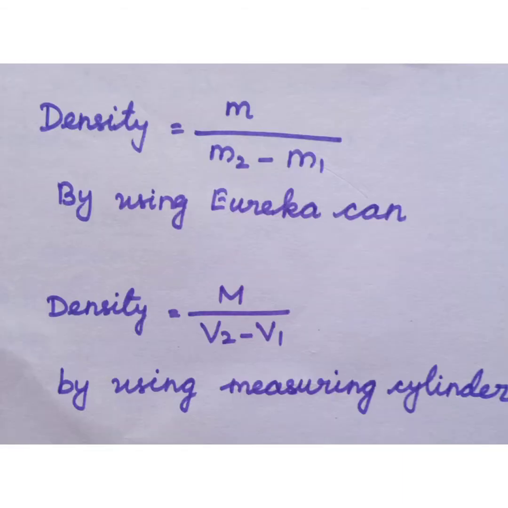Children, once again I repeat the formula. Density is equal to mass by volume, that means m by M2 minus M1 by using the Eureka can. And density is equal to mass by volume, that means m by V2 minus V1 by using the measuring cylinder. These are important formulas for doing numerical questions. Okay, children?